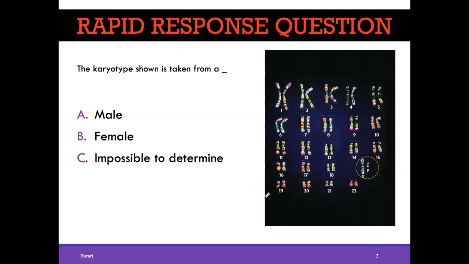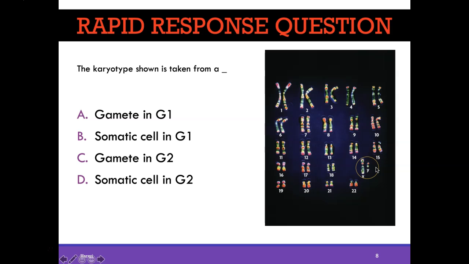So this karyotype shown is taken from what? So you can pause here and tell me what you think. So since there is an X and a Y chromosome, we say that this is a biological male. Right? It's X and Y chromosome. This karyotype shown is taken from a gamete in G1, a somatic cell in G1, a gamete in G2, or a somatic cell in G2. This is a little tricky, so please pause here.